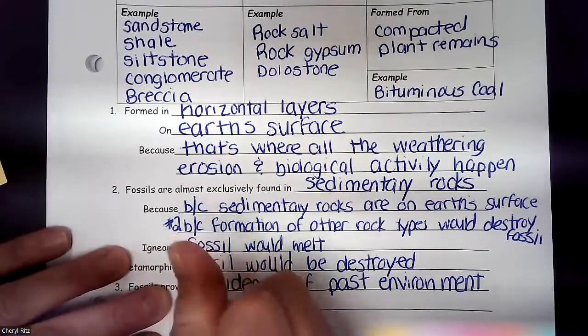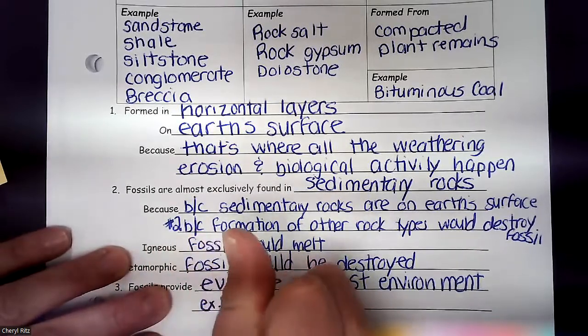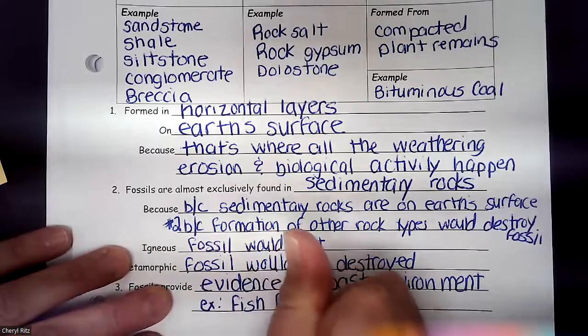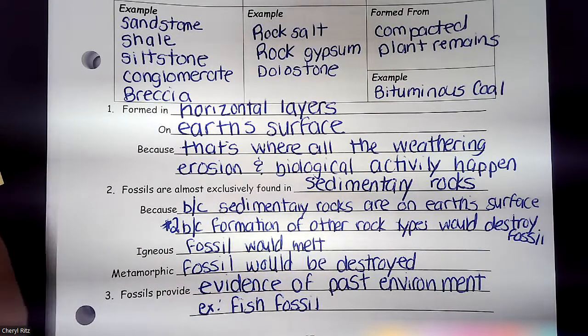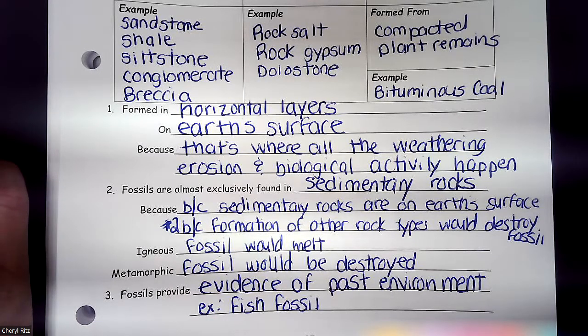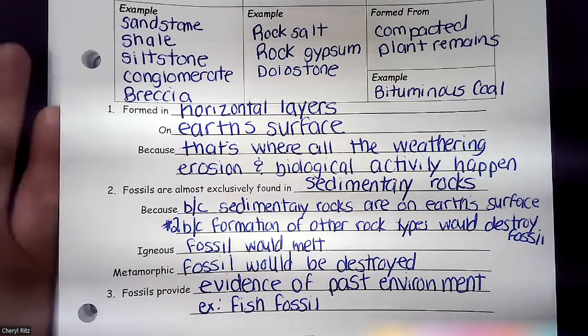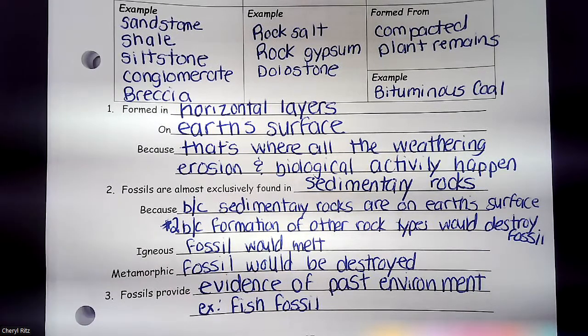How about if you found a fish fossil? What does that mean used to be the environment of that area? Water. What if you found a scorpion fossil? Where do scorpions live? In the desert. What if you found a tree and an eagle and a squirrel fossil? Used to be a forest.